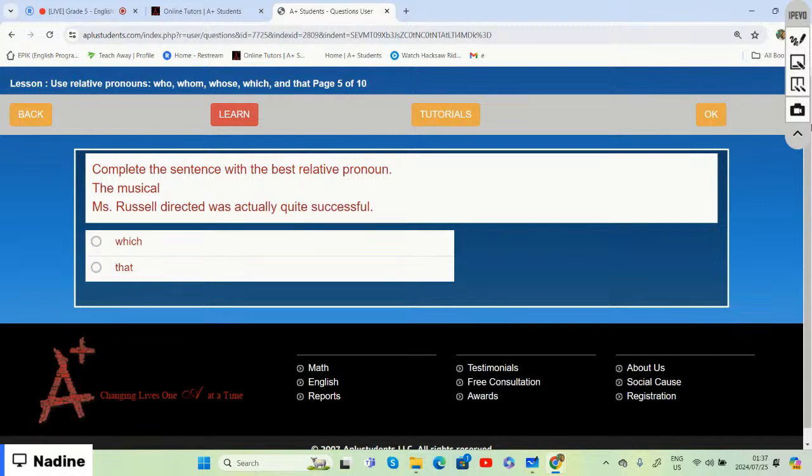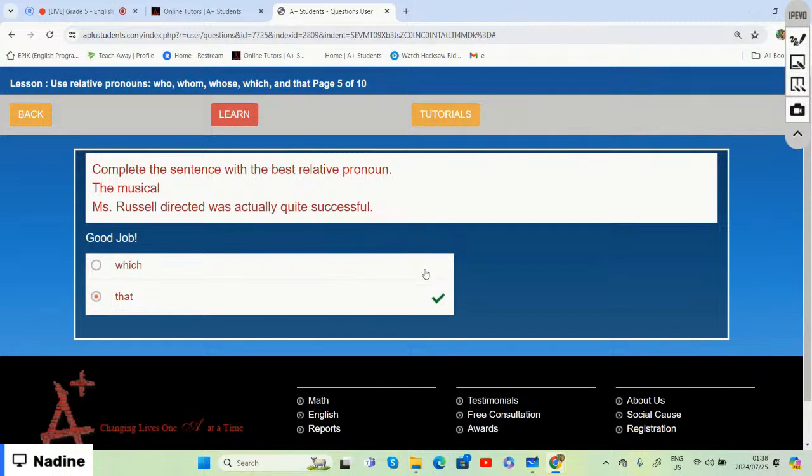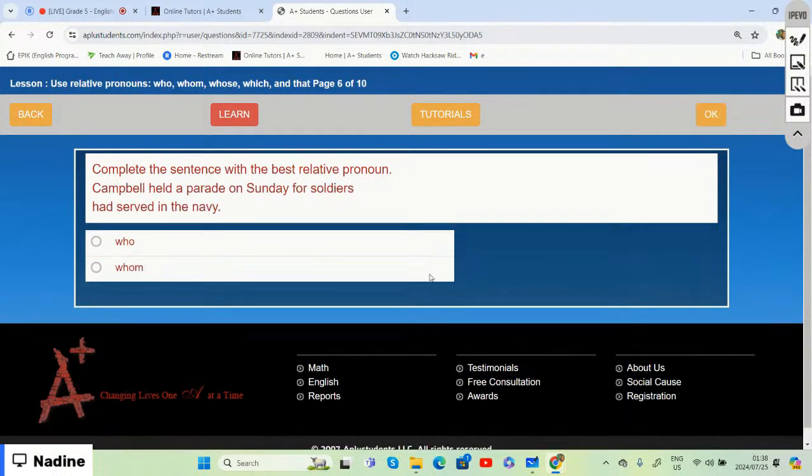So we say the musical which Mr. Russell directed was actually quite successful? Or do we say the musical that Mr. Russell directed was actually quite successful? So that is our correct answer, right? Well done. Option two is correct.